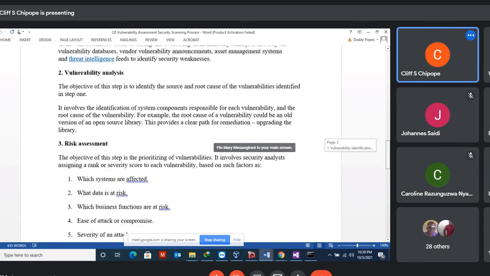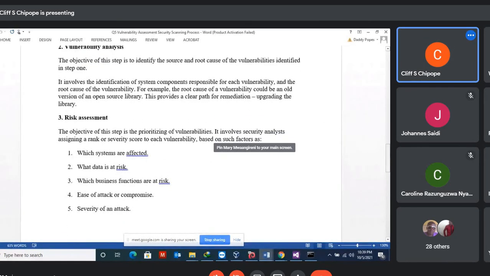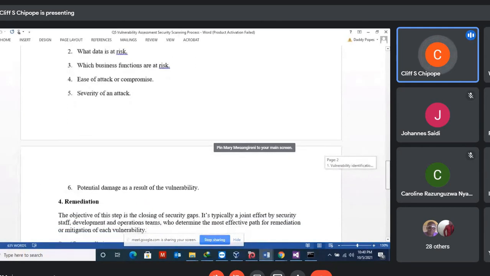Then the third step is risk assessment. The objective is prioritizing vulnerabilities. It involves security analysts assigning a rank or severity score to each vulnerability based on these factors: which systems are affected, what data is at risk, which business functions are at risk, ease of attack or compromise, severity of the attack, and lastly, the potential damage as a result of the vulnerability.